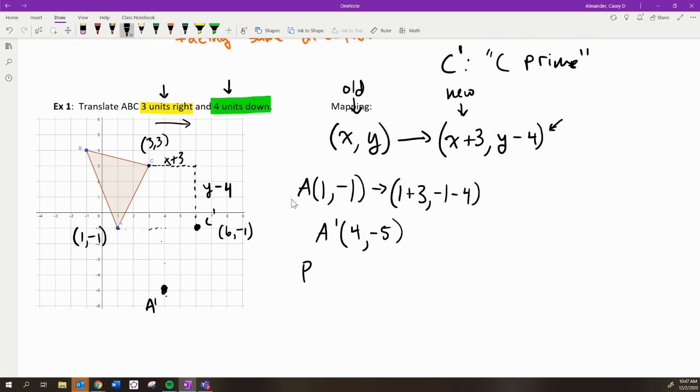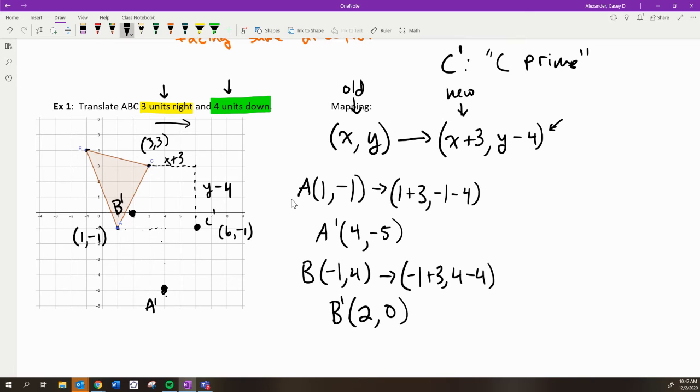And we did the same thing with point B. B is at (-1, 4). And so we ran it through the mapping, and we did -1 plus 3 this time, and then 4 minus 4. And that gave us what? -1 plus 3 is 2, and 4 minus 4 is 0. And so we went to (2, 0), and there was B prime. And you can even see, again, I went over 3 and down 4.